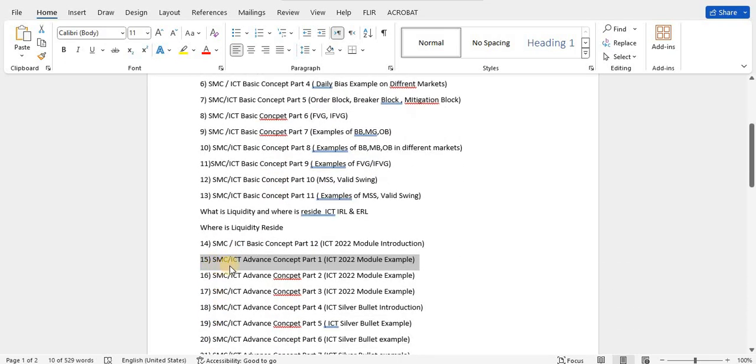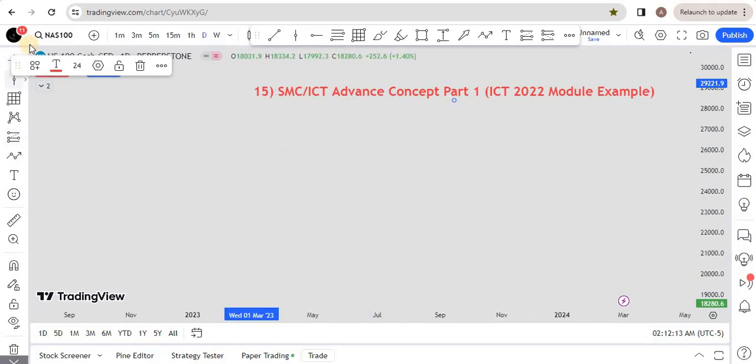I am going to show you the example of the ICT 2022 model. Bear with me. I will explain and also show you the example on NAS 100, US 30, gold and SPX 500 as well. What I told you in the last video is how the ICT 2022 model works.